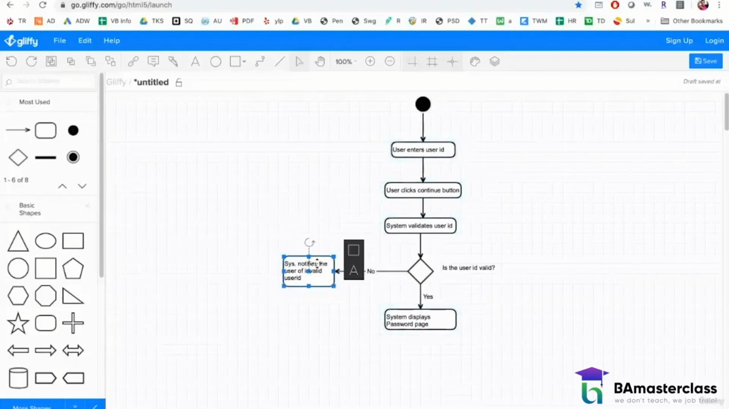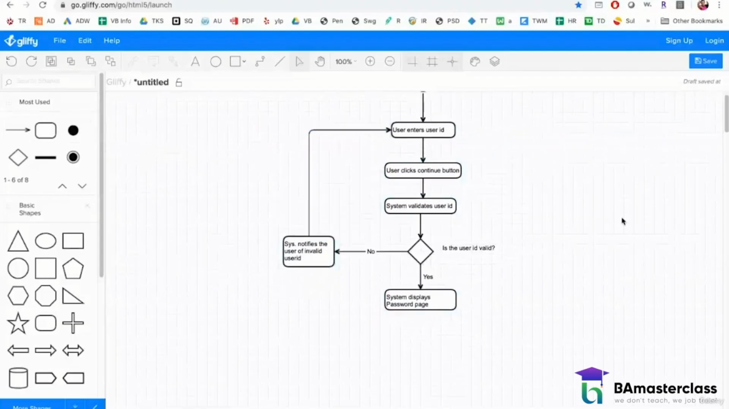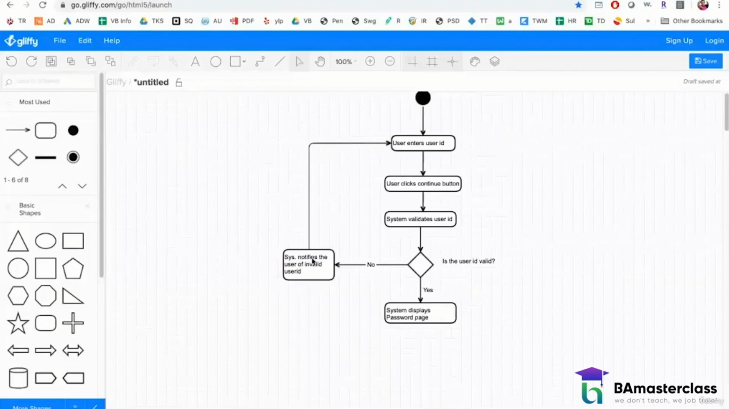What happens after this here? It will again take back to the first page, enter user ID. How do I show that? With the arrow, on the first stage. So I simply connect this to this. Okay, so this is my AF1. Got it? Alternate flow 1.